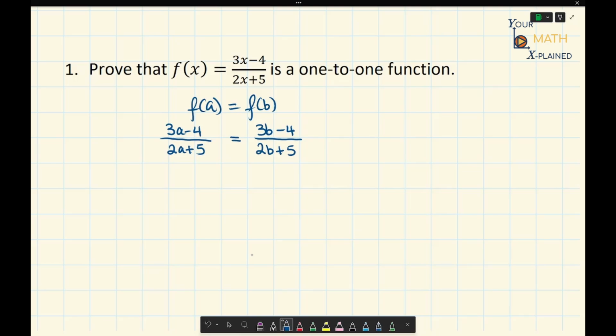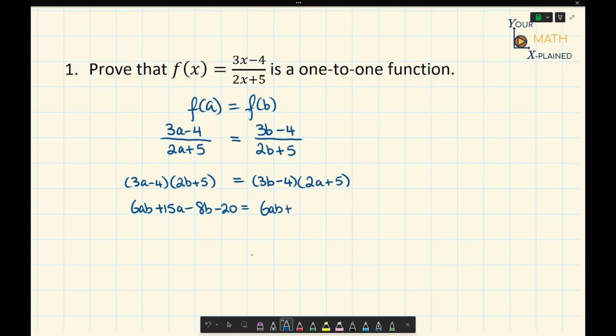Next we're going to cross multiply. On the left side, we're going to get (3a - 4)(2b + 5). And then on the right-hand side, we're going to get (3b - 4)(2a + 5). Now let's go ahead and distribute both sides. On the left-hand side, we're going to end up with 6ab + 15a - 8b - 20. And that is going to be equal to the right-hand side, which is going to be 6ab + 15b - 8a - 20.